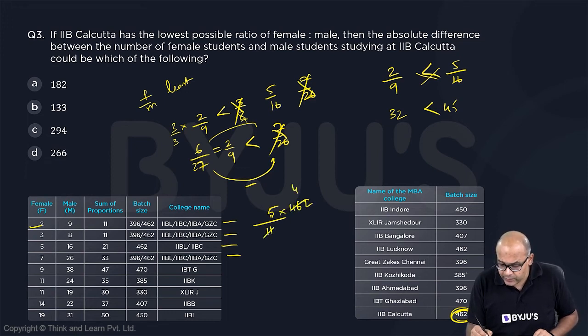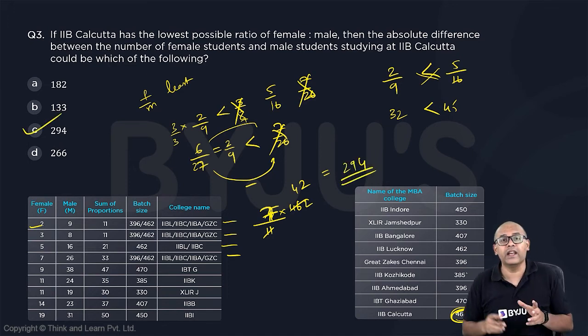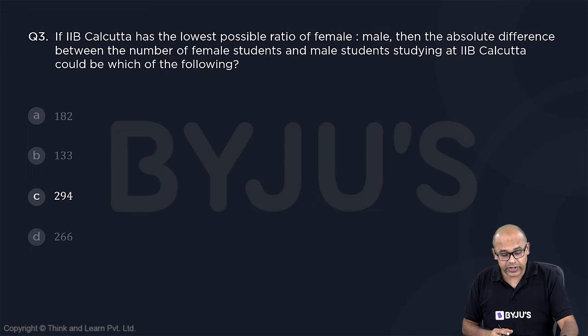11 goes 4 times, 11 goes 2 times. So it is, this is 7, not 5, 7. 7 into 42. So 7 2s are 14, 7 plus 28 plus 1, 294. Option C. Again, a dead easy question. It's basic. So this entire set is based on ratios. Let's look at the next question.